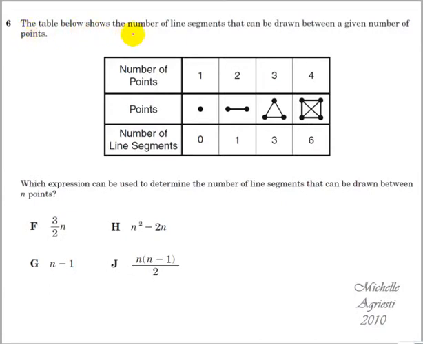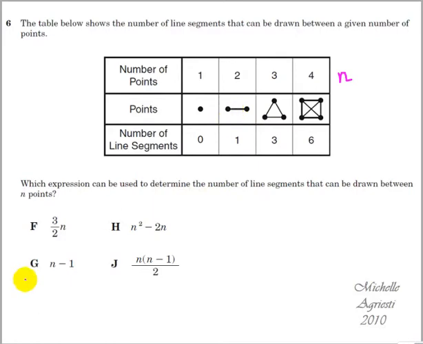The table below shows the number of line segments that can be drawn between a given number of points. Which expression can be used to determine the number of line segments that can be drawn between n points? Okay, we have a nice little chart, including pictures, and we're trying to find an equation that will work if we had n points. So what I want to do is find 3 of these equations that do not work for the data that we have.